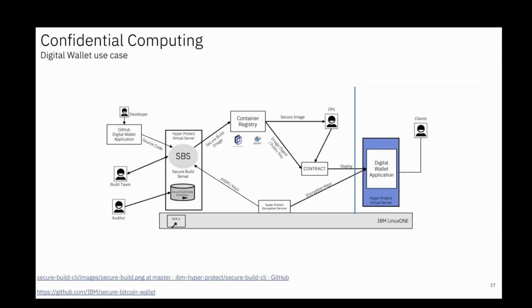So this is a simple digital wallet use case where the wallet application that is accessed by the clients needs to be protected, and we have to make sure that the application is running the code that's intended to be, and it goes through what we call the secure build server process, the pipeline and all that. There are several components of this pipeline here: how the GitHub application is built using the secure build server, it's put in the container registry, and how the contract is created.